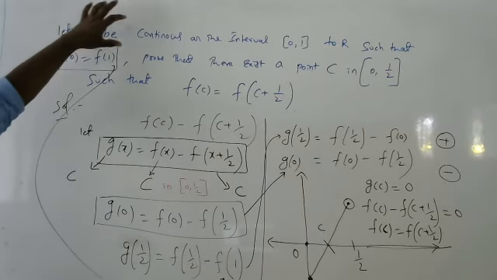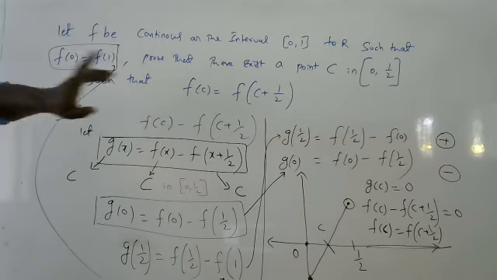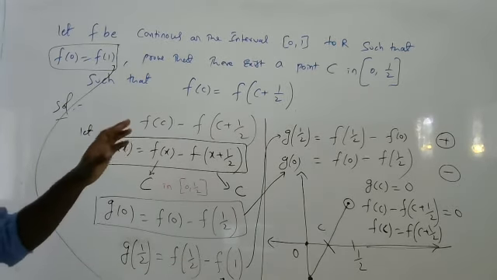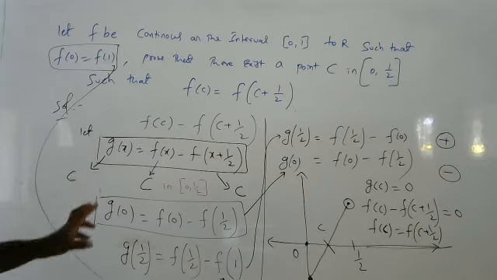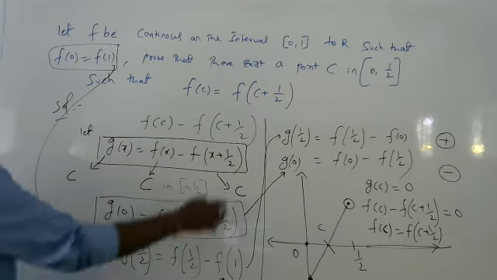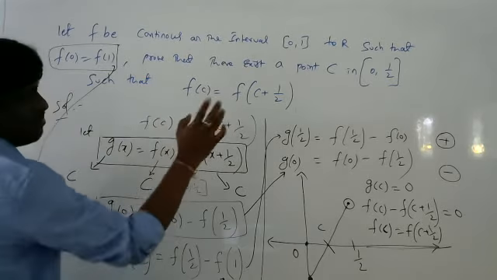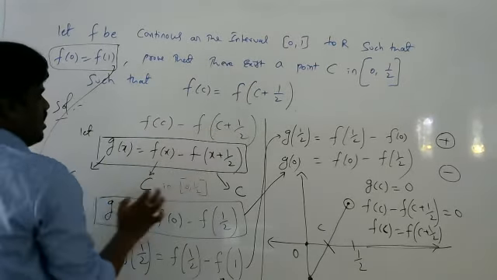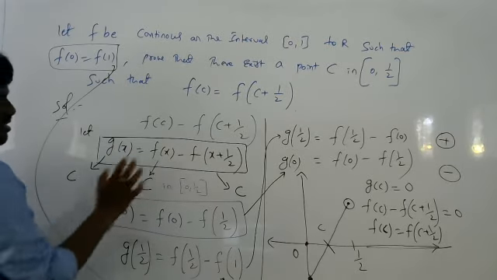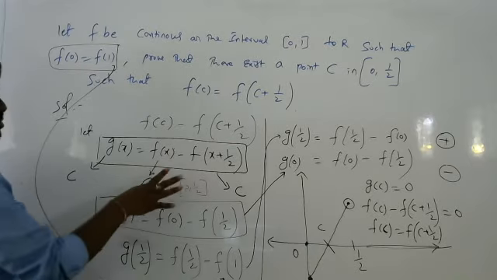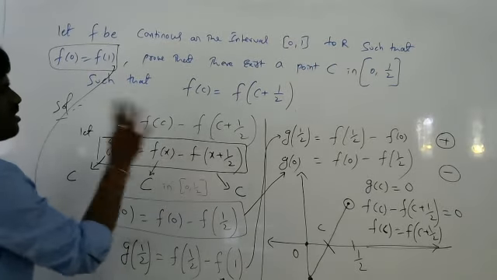Let f be a function from the interval 0 to 1 to R such that f of 0 equals f of 1. Prove that there exists a c in the interval 0 to half such that f of c is equal to f of c plus half. To prove this, first send this to the left side and assume it is a function. After that, you have to check whether it is continuous or not.